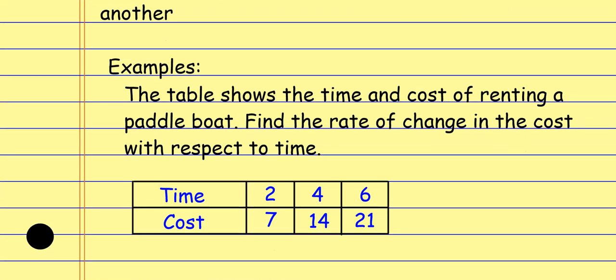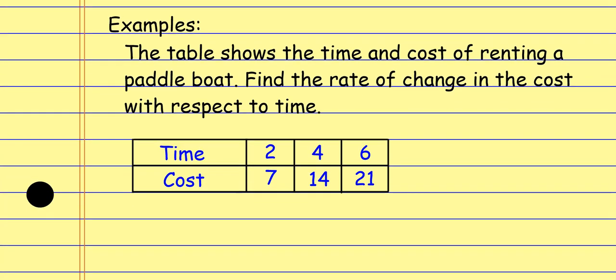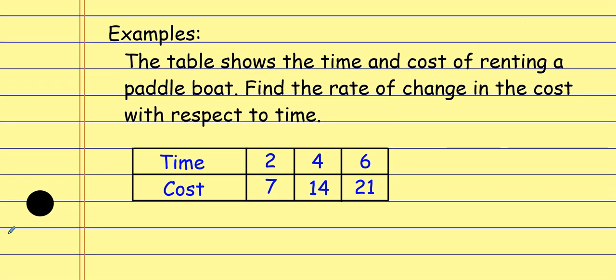For example, if I look at this guy down here, it says the table shows the time and cost of renting a paddle boat. Find the rate of change in the cost with respect to time. And notice, this is time and cost. It's not X and Y. It's not up and down versus left and right. If we graphed this thing, we'd treat it like up and down and left and right, but it's just really two different values, all right? This is the values of hours, and this is the values of money.